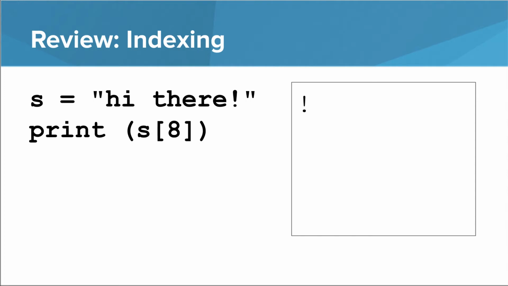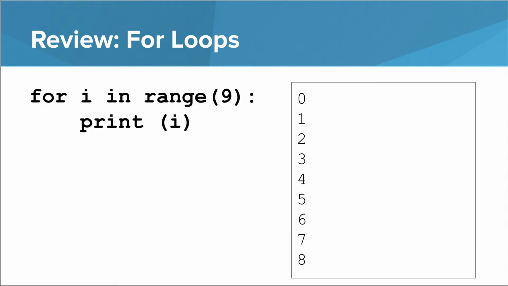Okay, remember, the maximum possible index in a string is one less than the length. In this case, 8 is the highest index we could use. Also, remember that the number in range in a for loop is one more than the highest number that i will reach. In this example, i goes from 0 to 8.